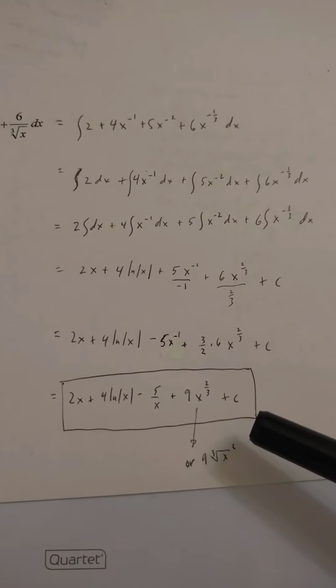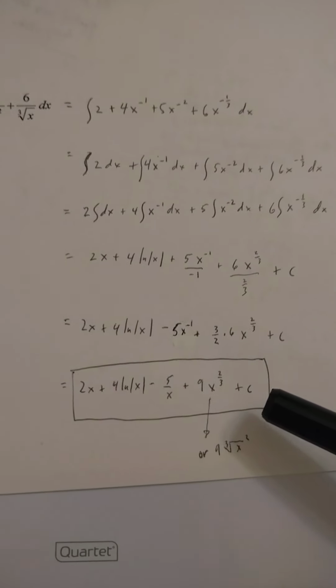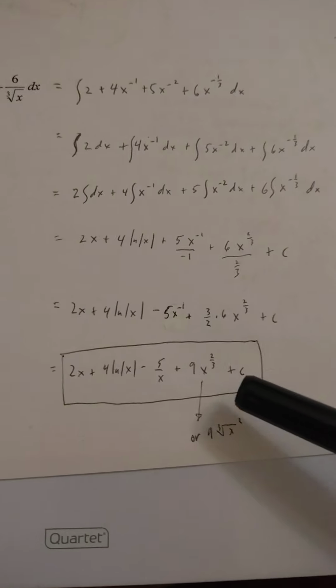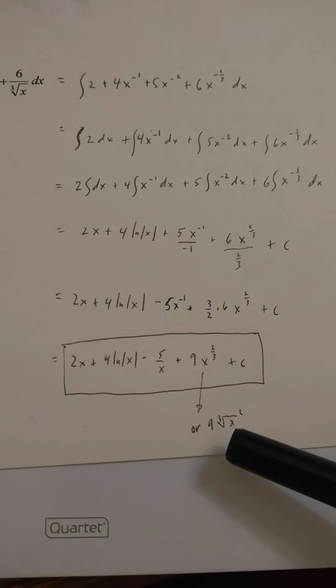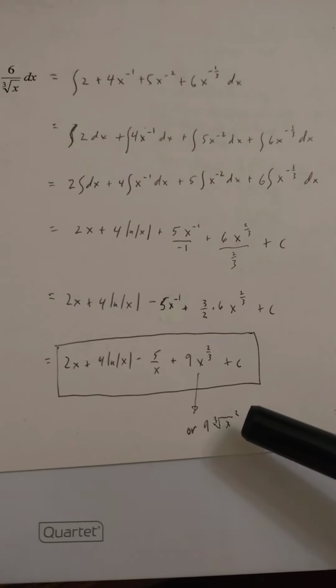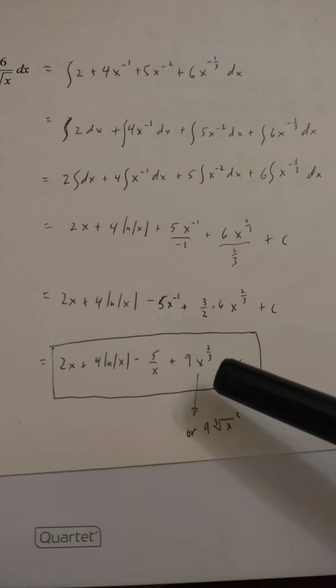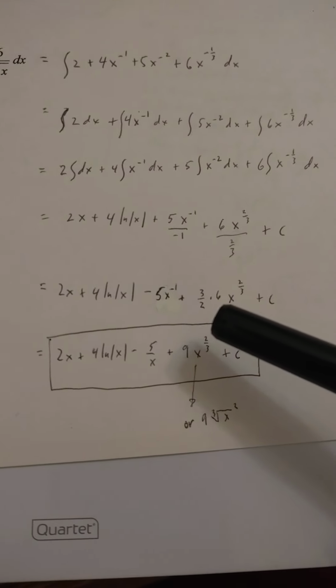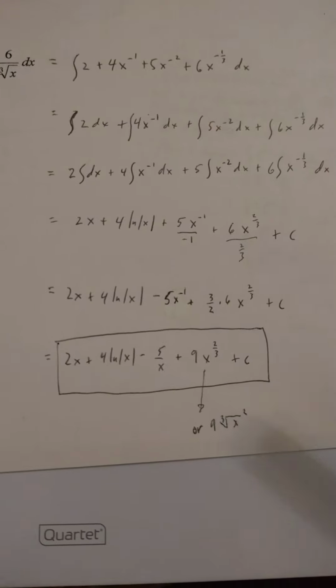And then it's always good to box your final answers. So there's my final answer boxed. And x to the 2/3 you could just as easily write as the cube root of x squared. Remember, the denominator is the root. The numerator is the power.